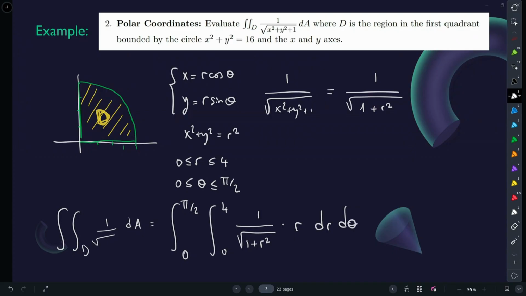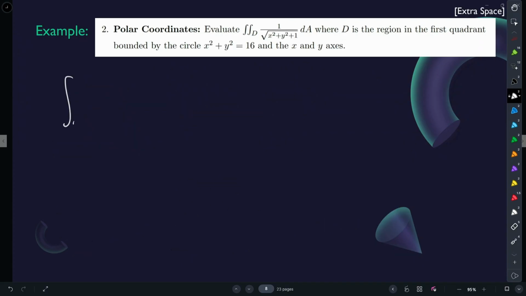Okay? Thank goodness for that r, because otherwise this integral would be a lot more complicated. So once I have that, what I can do is the integral from 0 to pi over 2, integral from 0 to 4 of r over the square root of 1 plus r squared, dr d theta. I can do a u substitution.